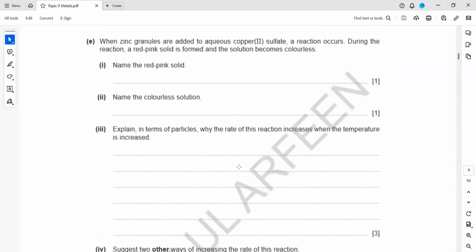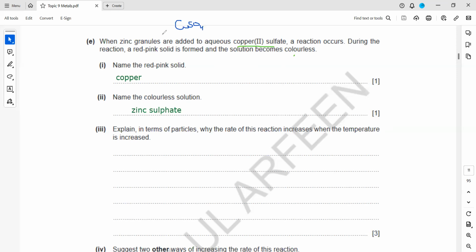Zinc granules are added to aqueous copper(II) sulfate. A reaction happens. During the reaction, a red-pink solid forms and the solution becomes colorless. Name the red-pink solid. So what actually happened here? We have a copper sulfate solution. Remember the colors of copper solutions are very important. So copper sulfate solution is blue in color.